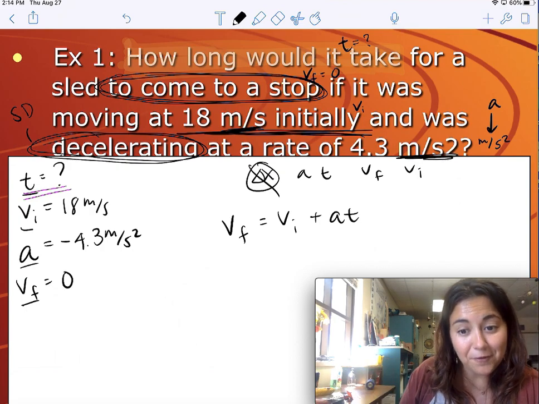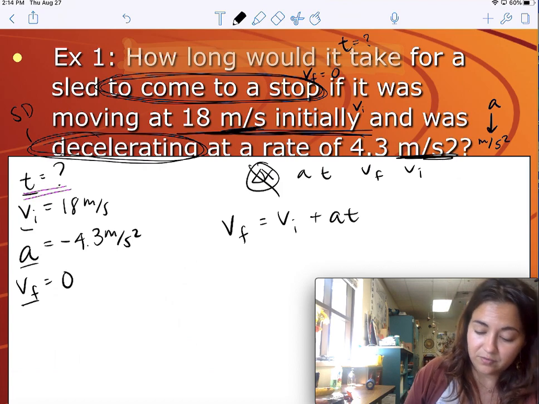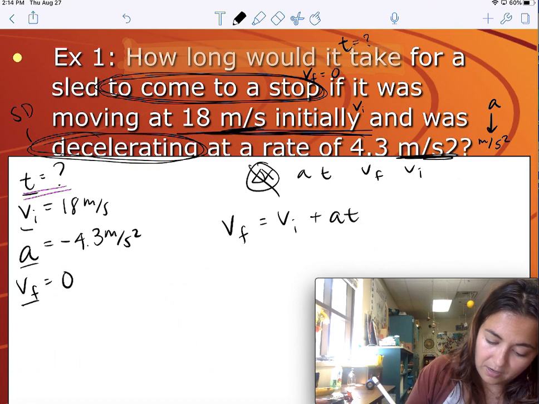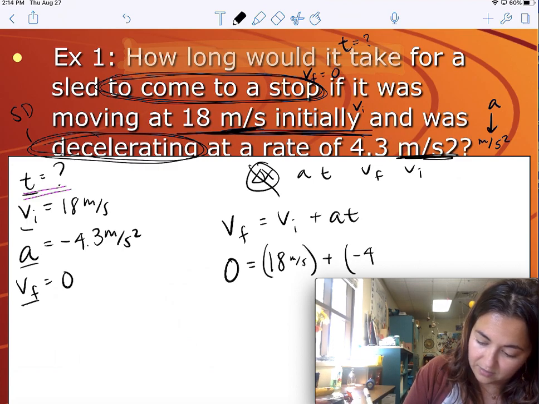So now, hopefully from here, it's super easy. You just plug in stuff and just rearrange and solve. So final velocity is 0. Initial velocity is 18 meters per second plus negative 4.3 meters per second squared times my time.